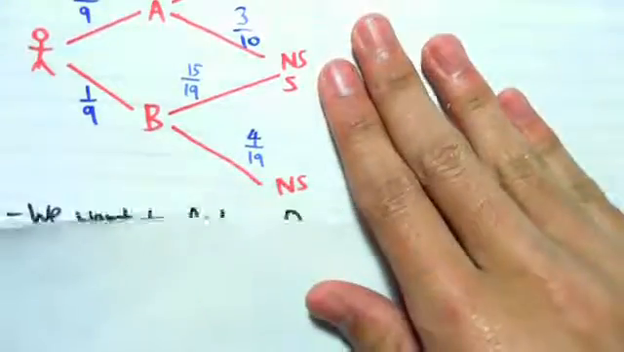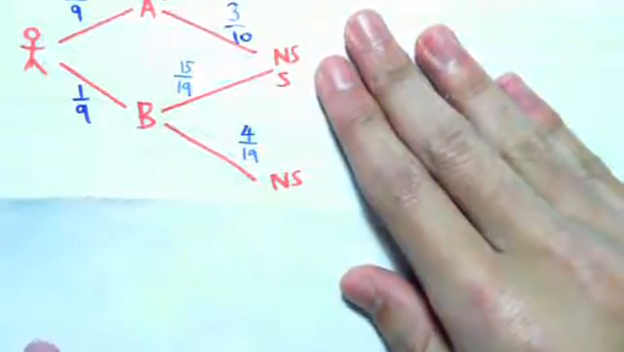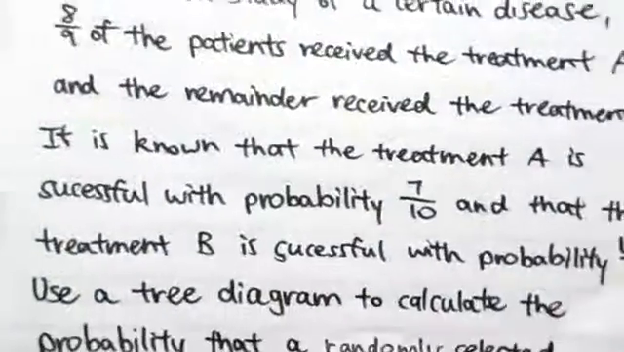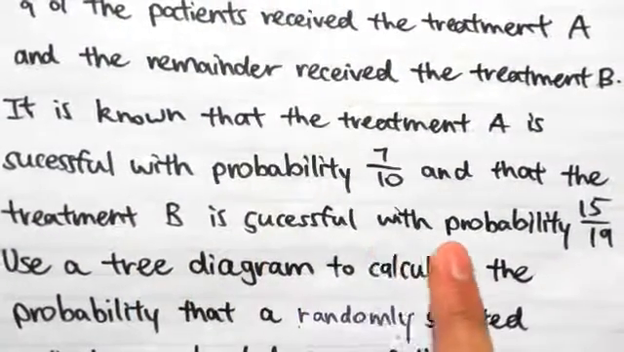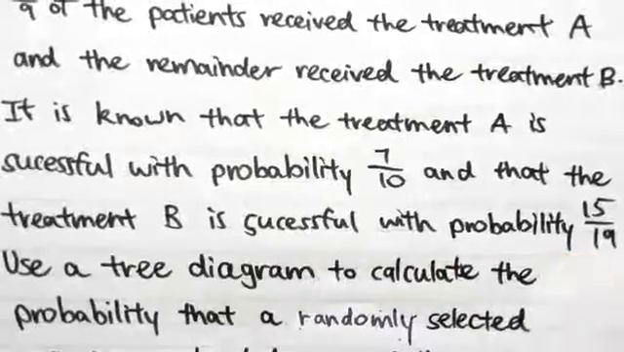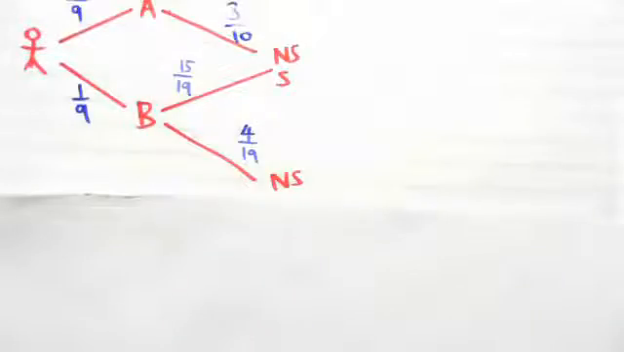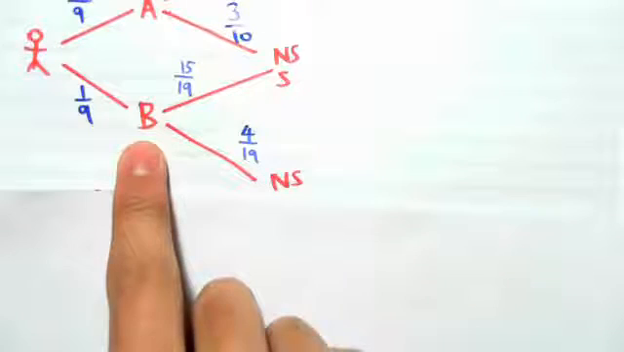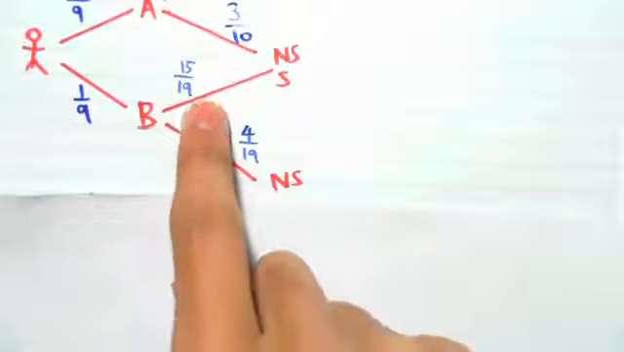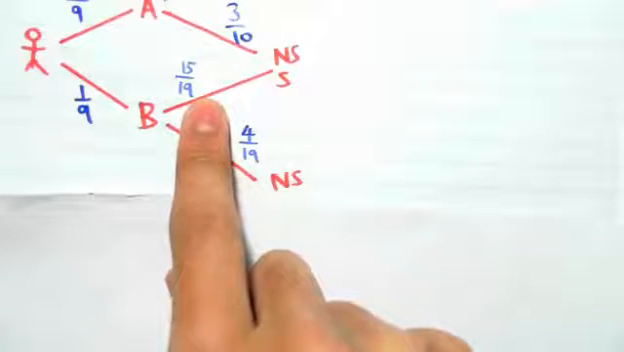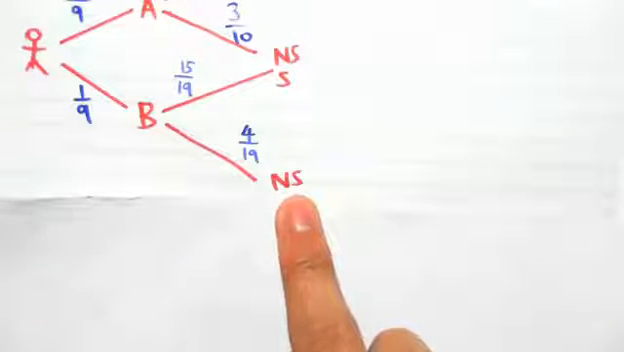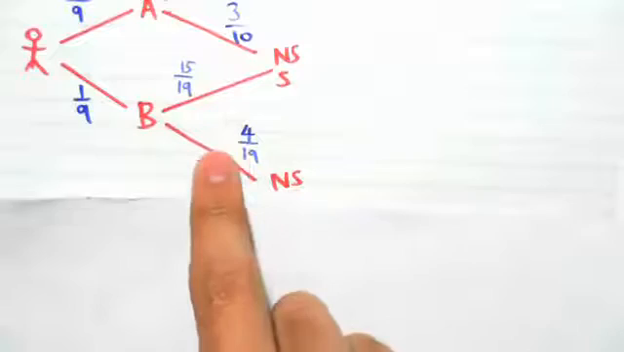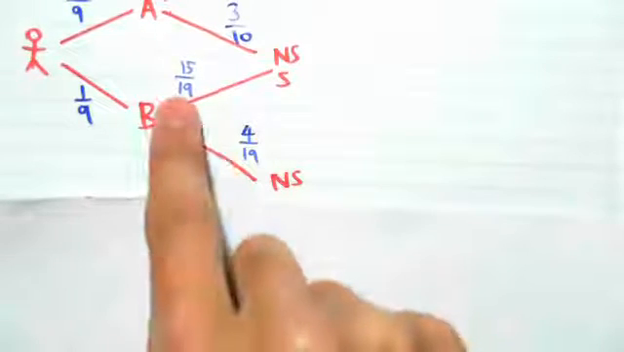So let's say he got the treatment B. From our question, it says that treatment B is successful with probability of 15 on 19. So that means that if he received treatment B, he'll be successfully treated with a chance of 15 on 19, and with a chance of not being successfully treated, that chance will be 4 on 19, which is 1 minus 15 on 19.